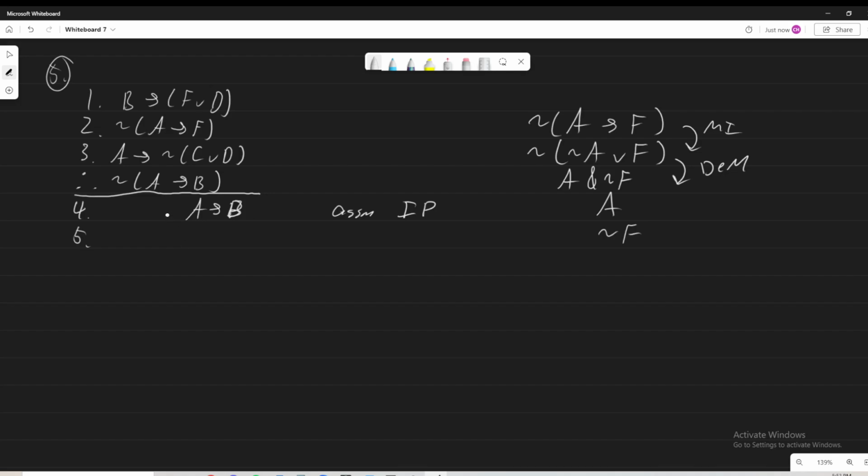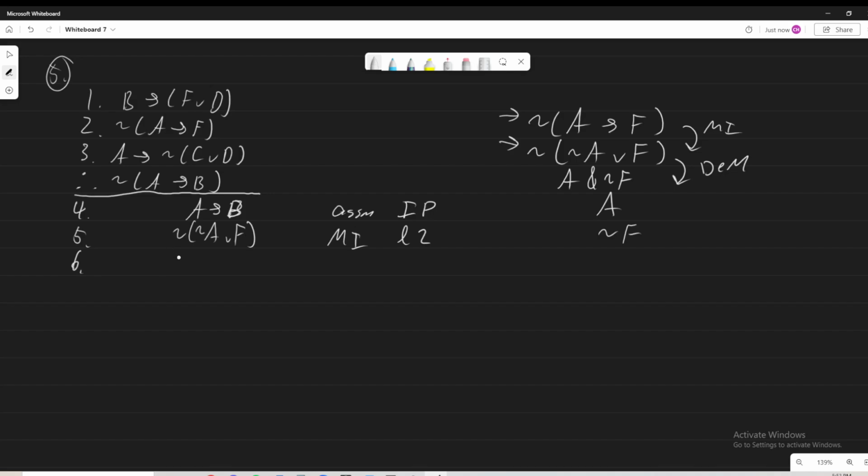So, going from line 2, the negated conditional, to line 3, which will be our negated disjunction, let's write this here, not A or F. That was material implication on line 2.